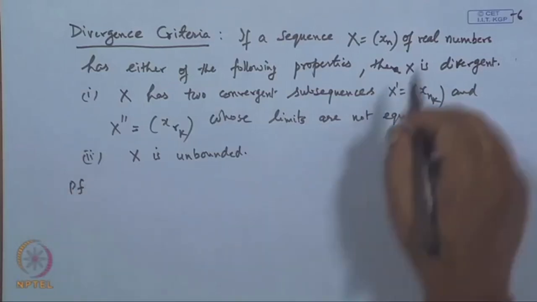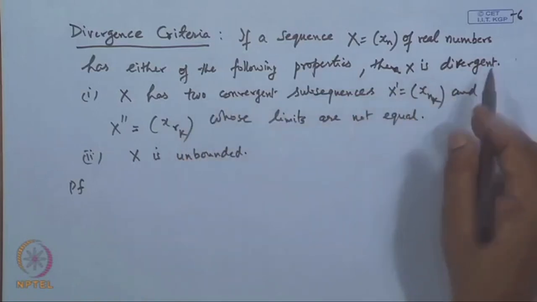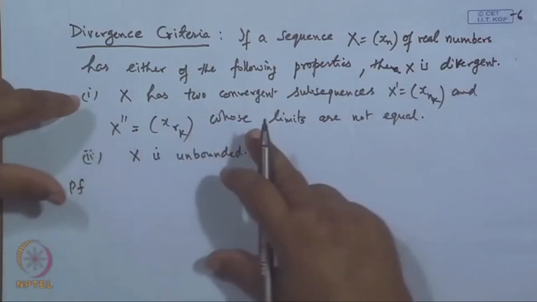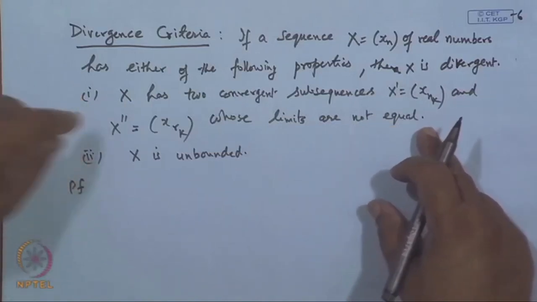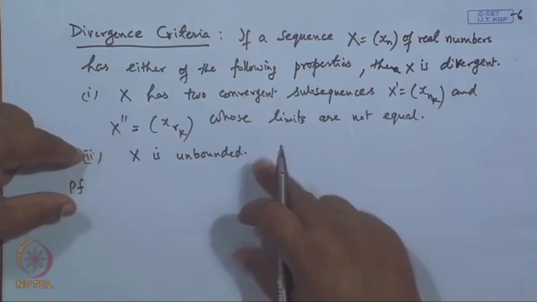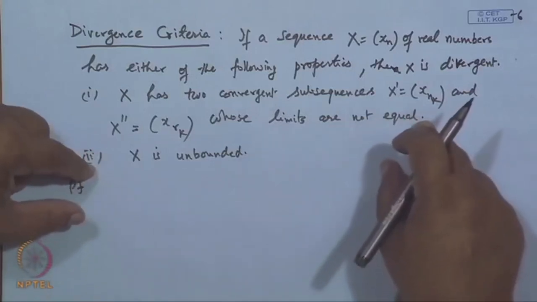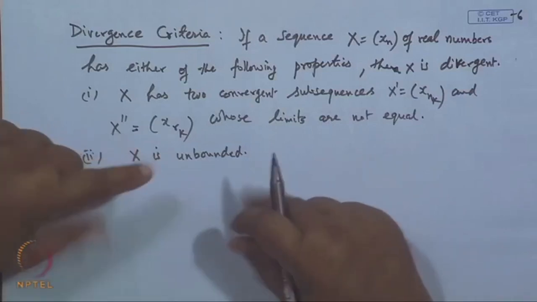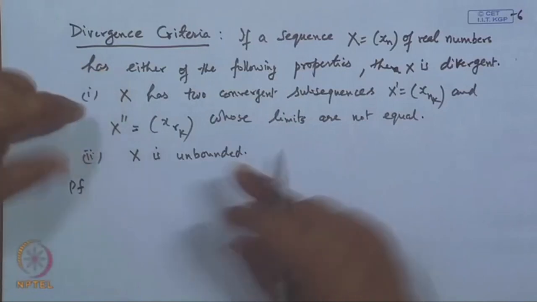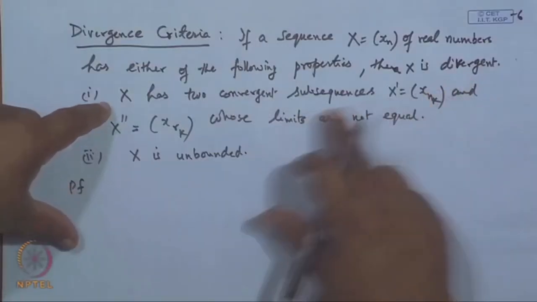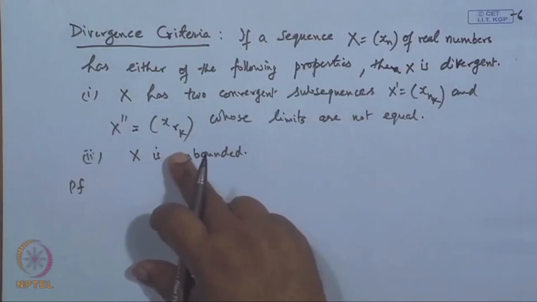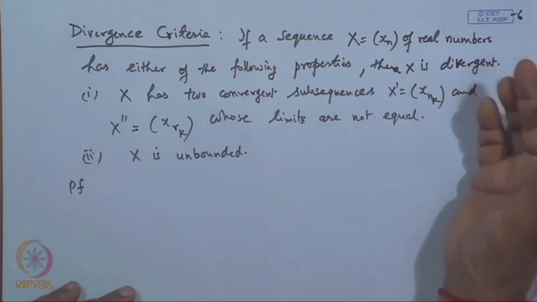The proof is very simple. If a sequence x n of real numbers has either of the following properties, then x is diverging. What are these properties? The first property says that if the sequence x has two convergent subsequences whose limits are not equal, then the sequence is considered a diverging sequence. The second is that if x is unbounded, that is, the limit of x n goes to either plus infinity or minus infinity, then also the sequence is considered diverging.